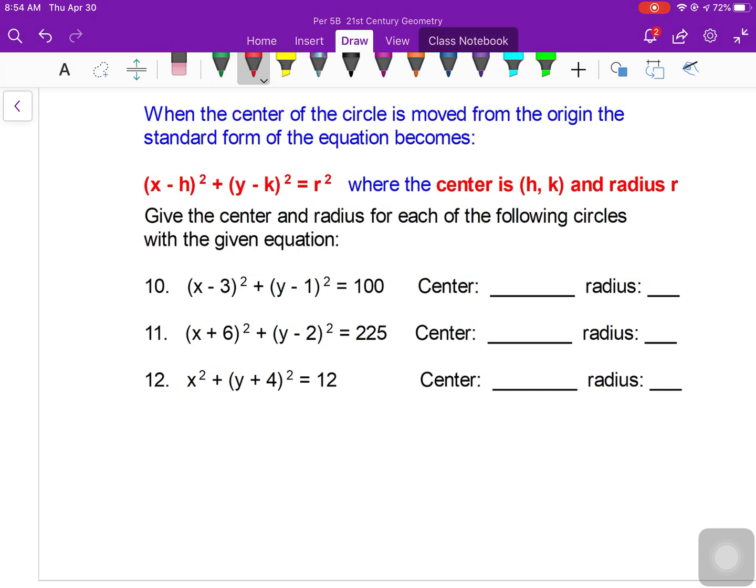Let's try a few more examples. So in these problems, we're just asked to look at the equation and to pick out the center and the radius. Well, when the center is not at the origin, then it has this form for the equation. You'll notice that this is the opposite of what we see in the equation.